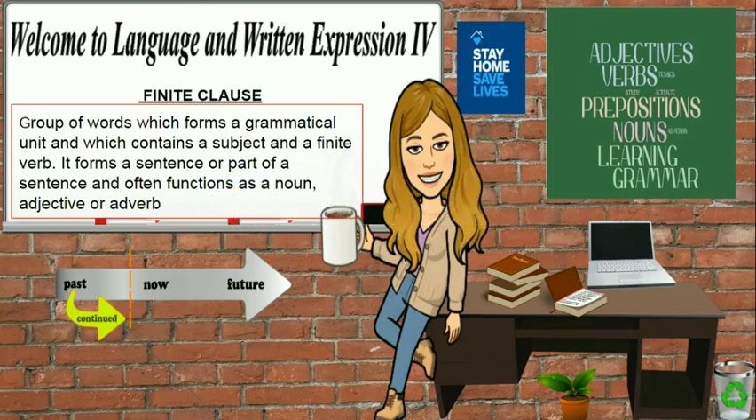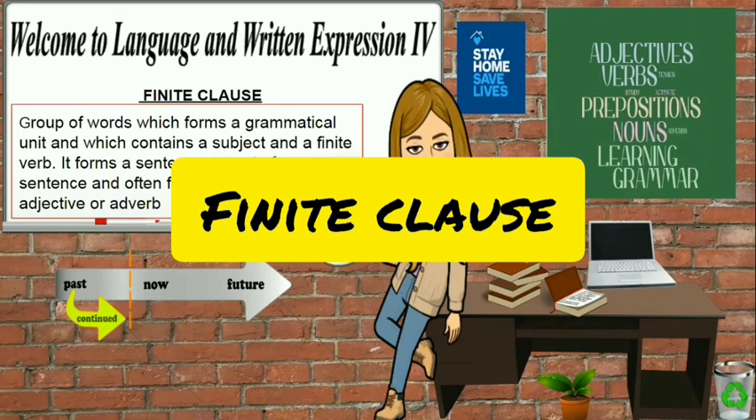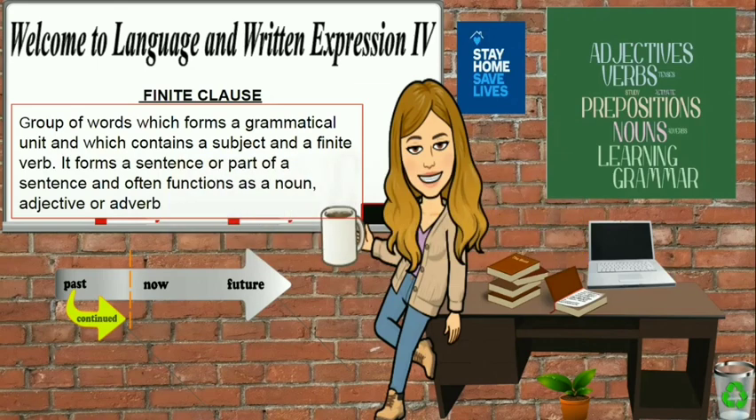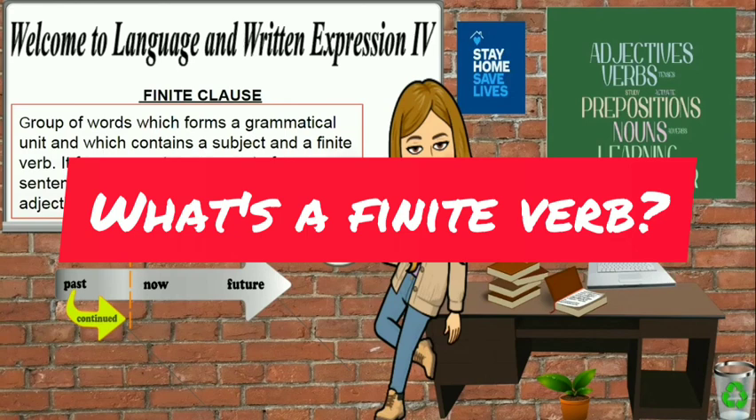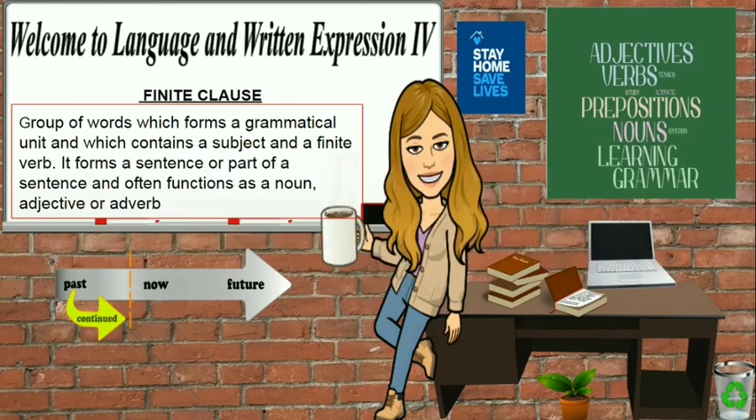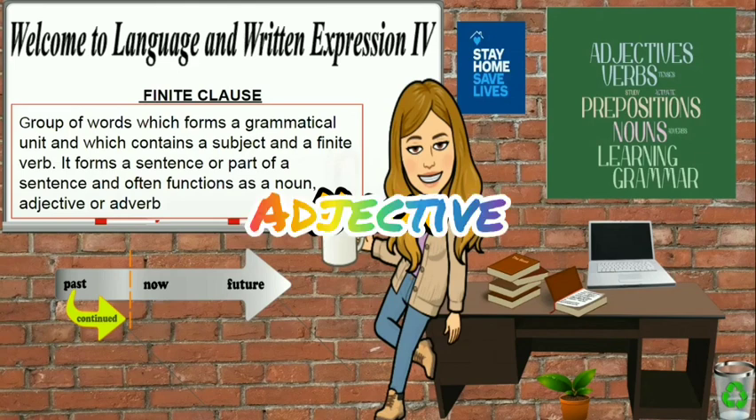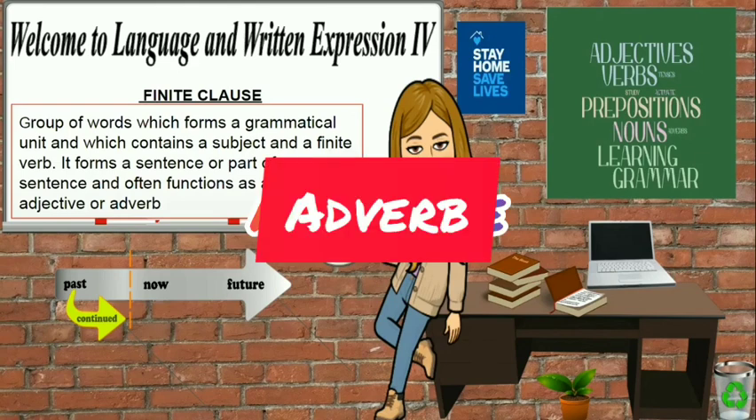In this case, we're going to define a finite clause. A finite clause is a group of words which forms a grammatical unit and which contains a subject and a finite verb. What's a finite? Well, in this case, remember that means a conjugated verb, and it is very important to mention. It forms a sentence, that is to say, it can be a simple sentence or part of a sentence, and often functions as a noun, an adjective, or adverb.